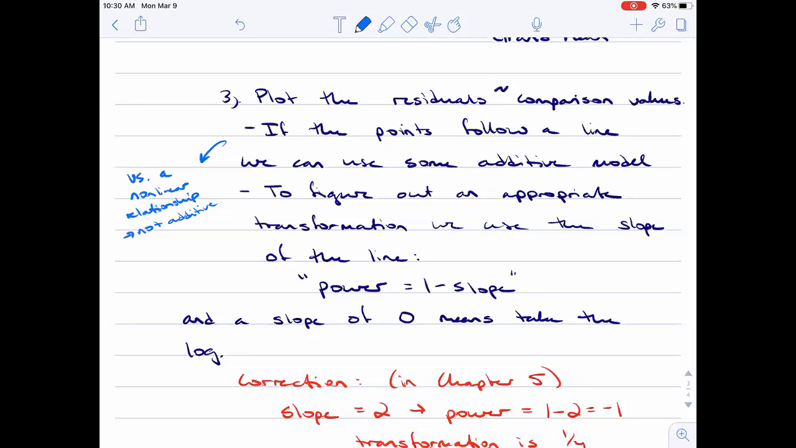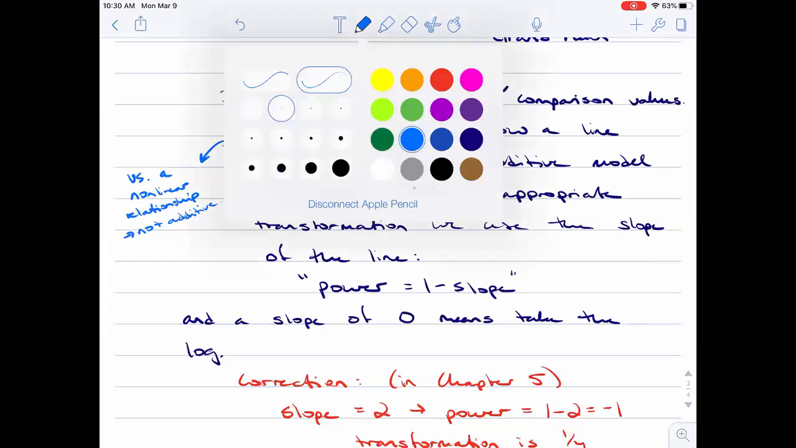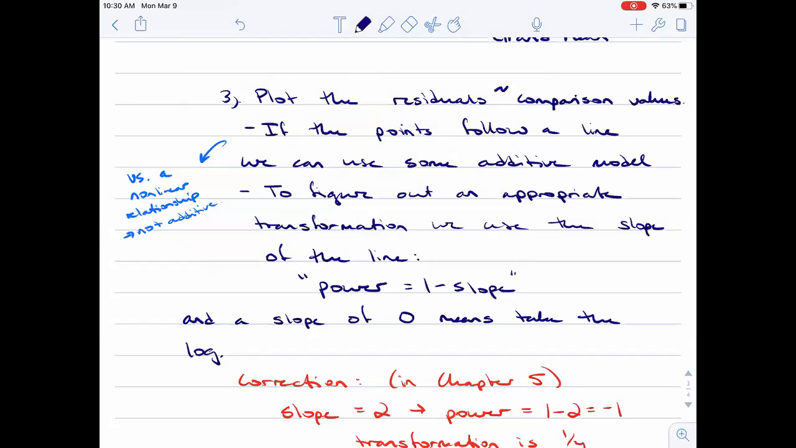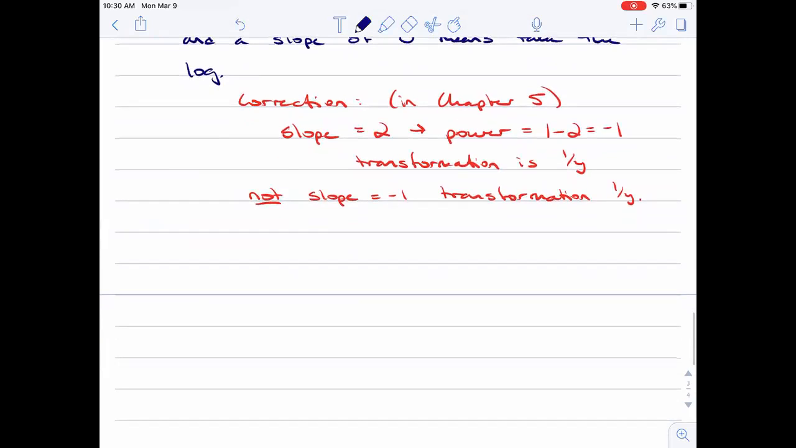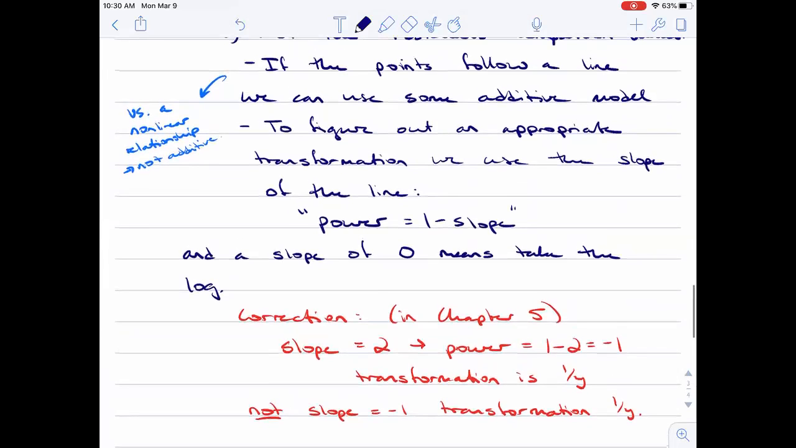So yeah, the difference between no slope and 0 slope. 0 slope is the logs. Not that, in my mind, it still doesn't really click why it would be logs, but that's just our default, right? So if there's nothing going on here, then we can use logs, and it'll probably help. Any other questions about that? So that's that new plot that we can use to check if we have an additive model.